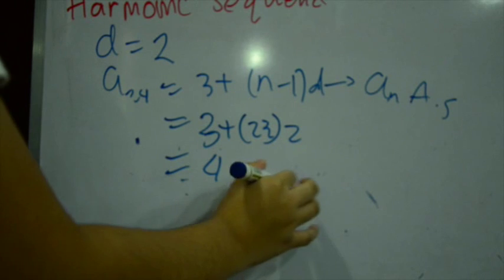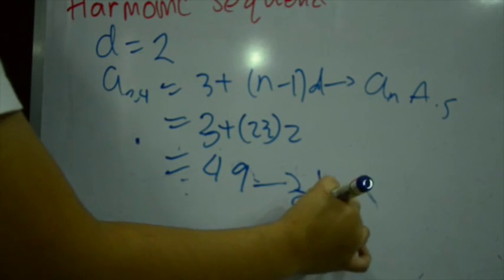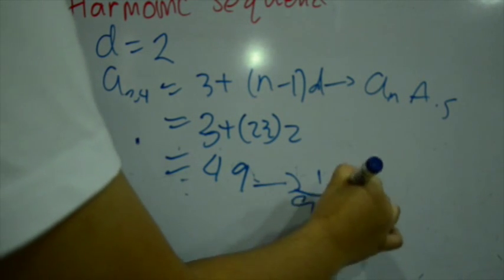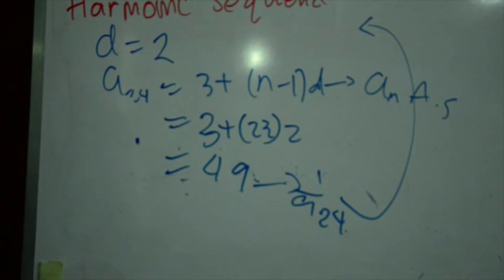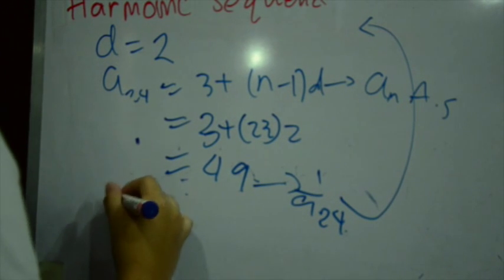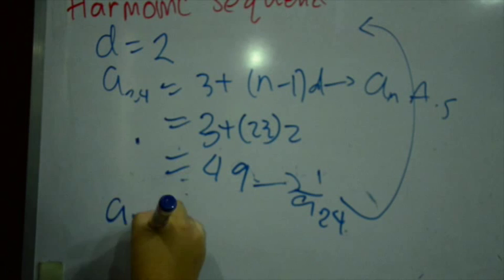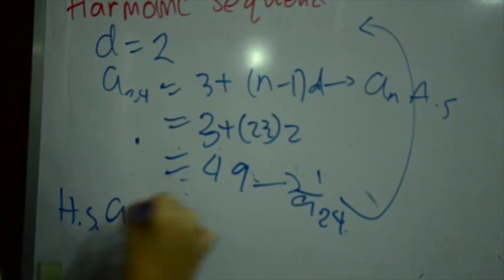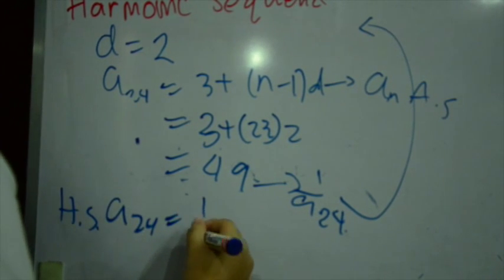Now, we're going to get its reciprocal to be able to substitute it to its harmonic sequence equivalent. So, our answer for the harmonic sequence equivalent is 1 all over 49.